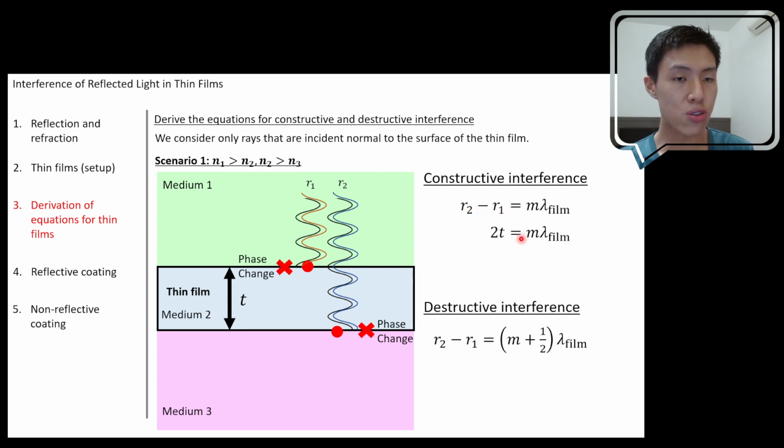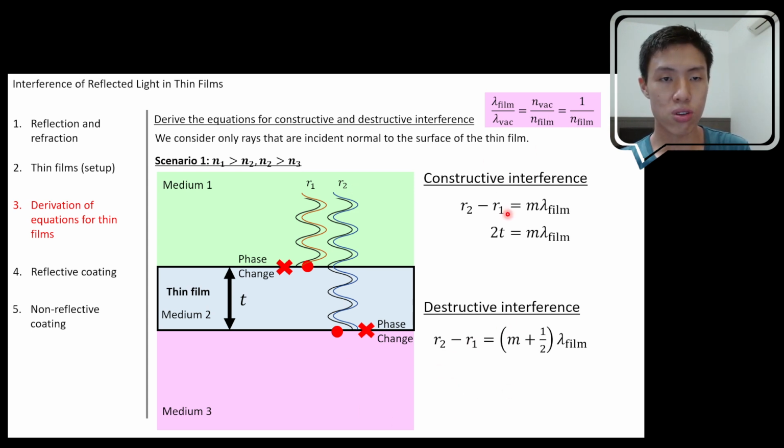So if 2t is equal to m lambda, that is, if the thickness times 2 is an integer multiple of lambda, then the wave coming out in medium 1 will constructively interfere. However, let's not talk about destructive first. Let's focus on the constructive. The problem is we usually don't know the wavelength in the thin film. We usually are familiar with the wavelength of the light in vacuum or in air. But when light enters water or glass, we know that the wavelength will change, right? But what the wavelength becomes is usually difficult for us to determine.